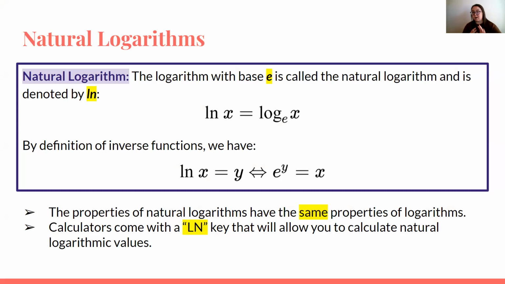So we just talked about the common logarithm. Now we have natural logarithms. The natural logarithm is logarithm base e. This is the same e that we use for exponential functions. So logarithm with base e is the natural logarithm and is denoted by the letters ln, and we will call it ln. So ln of x is the same thing as log base e of x.